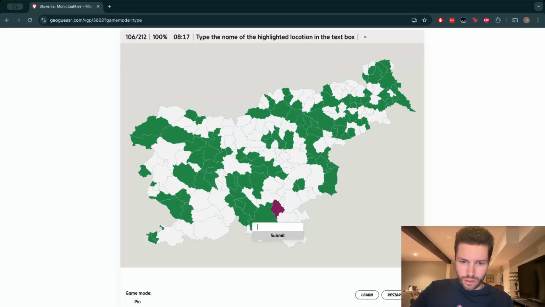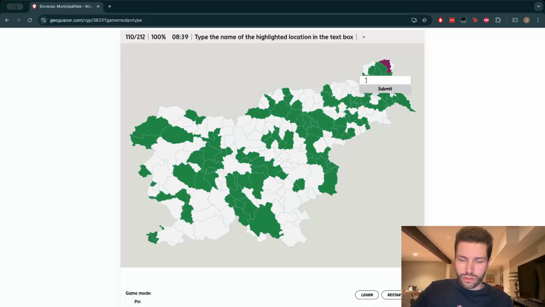Postojna. That is called, I always forget this one, Doleńskie Toplice. That is Železniki. This would be Sežana. Ruše. Šalovci. This is Oplotnica.